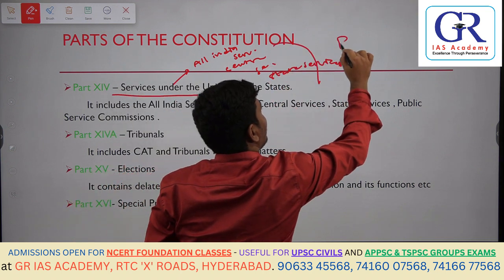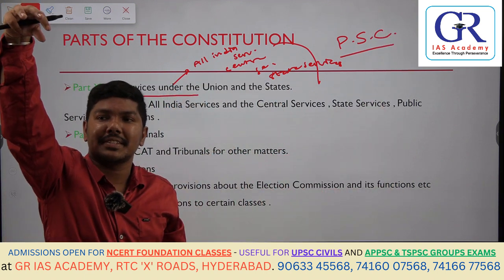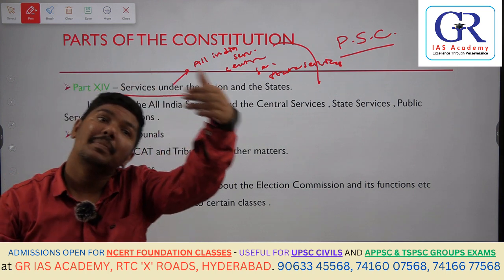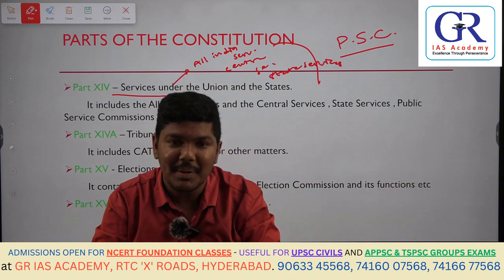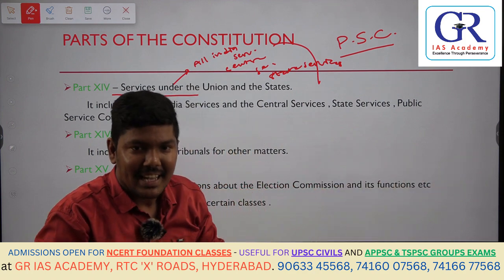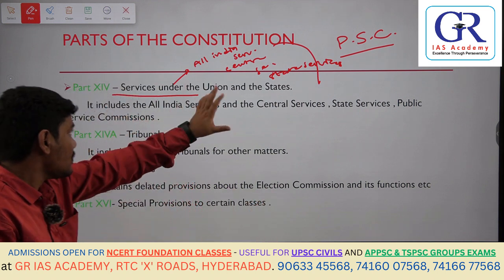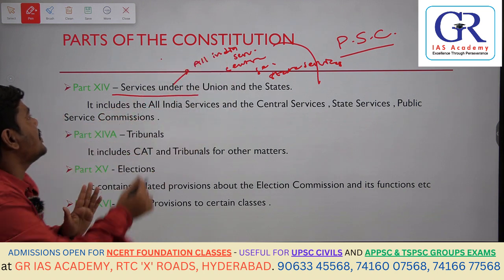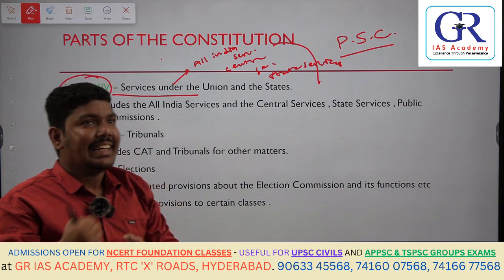And also public service commissions, which include at the central level the Union Public Service Commission, and at the state level the concerned commission, for example TSPSC, Telangana Public Service Commission, APPSC, Andhra Pradesh Public Service Commission, and there can be a JPSC, Joint Public Service Commission. That means 2 or more states can come together and form a JPSC. That JPSC will do the recruitments for both the states concerned. All those aspects, all India services, central services, state services, public service commissions, are discussed under part 14 of the Constitution.